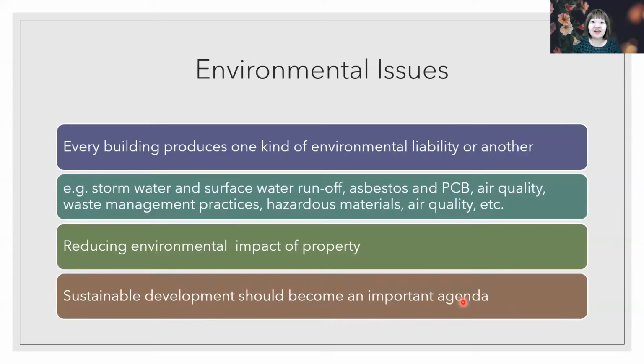So next is the environmental issues. Every building produces one kind of environmental liability or another. Example: stormwater and surface water runoff, asbestos, PCB, air quality, waste management practice, hazardous material. So all of this, okay, you might think, why rainwater? Asbestos, the walls and ceiling. So PCB, air quality.